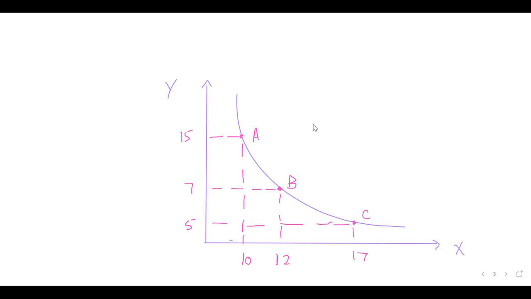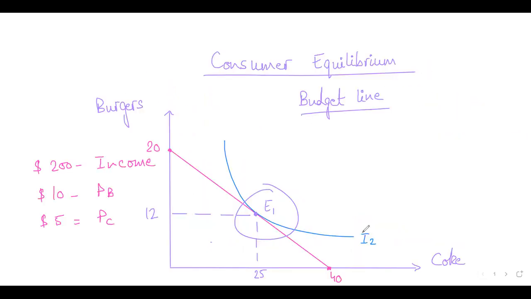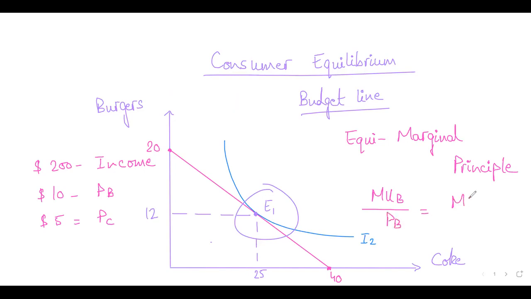Okay. Now coming back to what I was explaining, at this equilibrium point, students, this is the point which shows us the equimarginal principle. And what is the equimarginal principle? It is a formula that shows what's true at this equilibrium point. It shows that at this point, the marginal utility of product B, let's say B stands for burgers, divided by the price of B is equal to the marginal utility of C divided by the price of C.